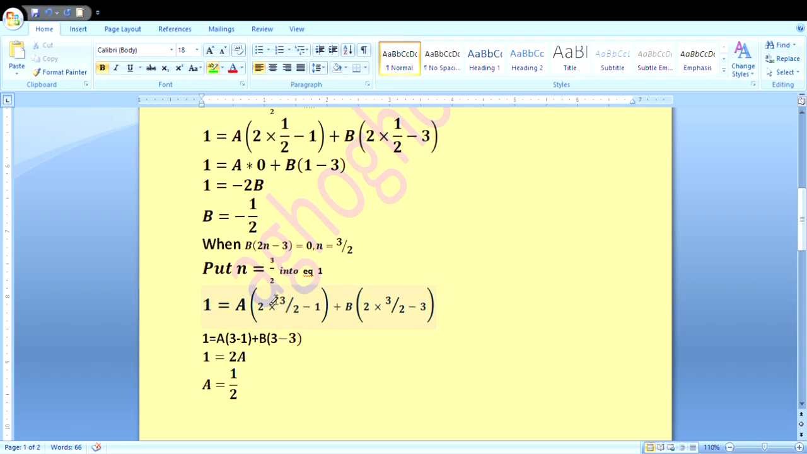So here 2 divided by 2 and we are left with 3 minus 1 and that gives 2. On the part of B, 2 divided by 2 is 1. 1 times 3 is 3, so 3 minus 3 is 0. So 0 times B means that B is completely off. So what is left here is 2A. So the left hand side is equal to 1. So 1 is equal to 2A, so that A is equal to half by dividing both sides by 2.